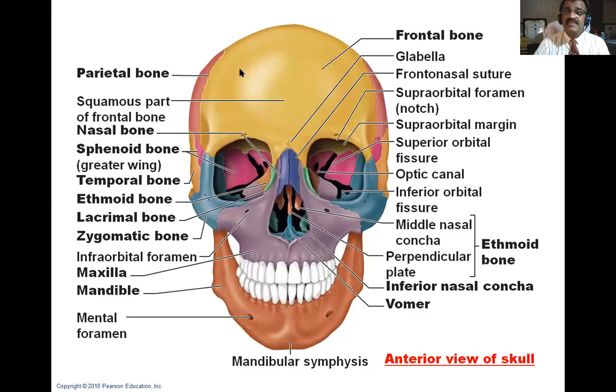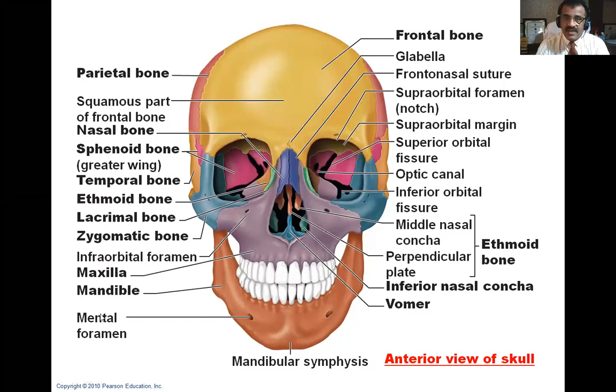For example, the frontal bone we are going to study separately. This portion of the frontal bone is called the squamous part of the frontal bone. What is this part called? The portion between the two eyes above the nose, where you put a tikli, that portion is called the glabella. So these are landmarks which we should know. Well, you can see the mandibular symphysis, also called symphysis menti, just like symphysis pubis on the pelvic bones, where the two pelvic bones meet together. This is symphysis menti, or also called mandibular symphysis.